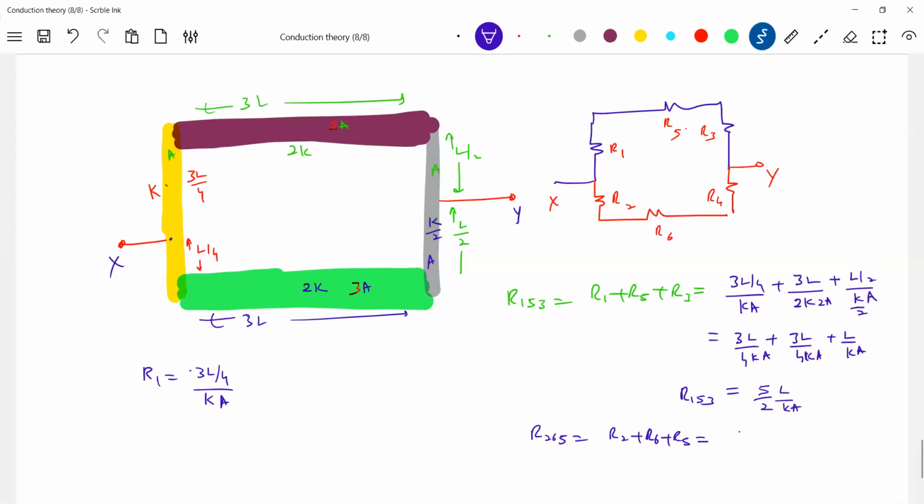Okay, this R2 will be L by 4K, E, R6, 3L by 2K, 3A, R5, L by 2K, E. This will be L by 4K, L by 2K, L by KE.